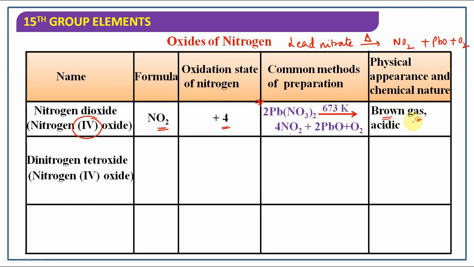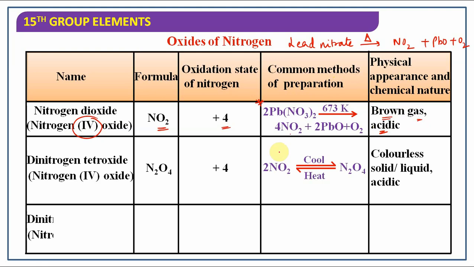And next, dinitrogen tetroxide or nitrogen 4 oxide. It's a dimer of nitrogen dioxide. So oxidation number is +4, and generally this NO2, if it is undergoing dimerization, gives you N2O4. Generally NO2, if it is cooled, will undergo dimerization and give you N2O4, and it is a colorless solid or liquid, and it is acidic in nature.